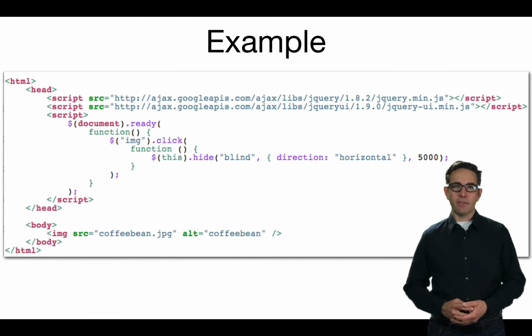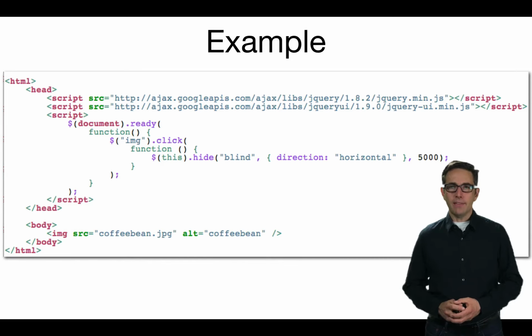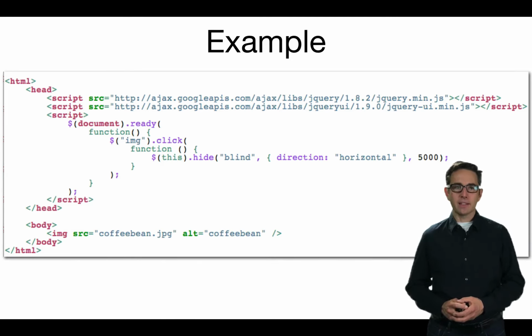So here's an example of this in action. This is an example of a very simple HTML page. You can see that there's a head and a body. And in the body, there's one image, and the image is of a coffee bean. In the head, we have our script tags. Our script tags are being loaded from Google. And then we have a third script tag in which we're doing some jQuery work.